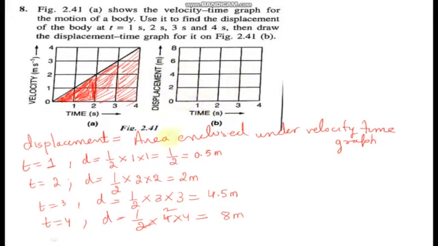When time is 1, displacement is 0.5, so here we take 0.5. When time is 2, displacement is 2 meter, it is this part. When time is 3, displacement is 4.5, we can take somewhat here, so this is our 4.5. When time is 4, displacement is 8 meter, which is this. So when you join it, it comes out to be like this. This is the displacement time graph for the different displacements.